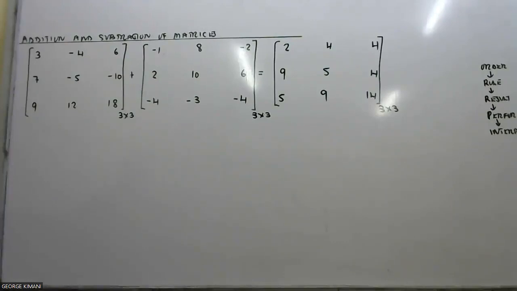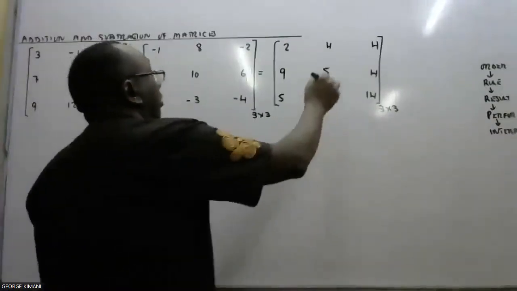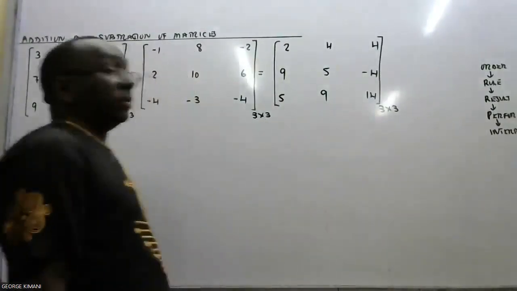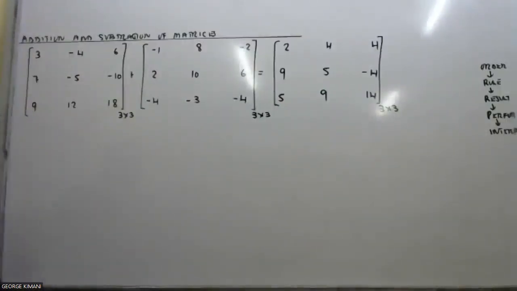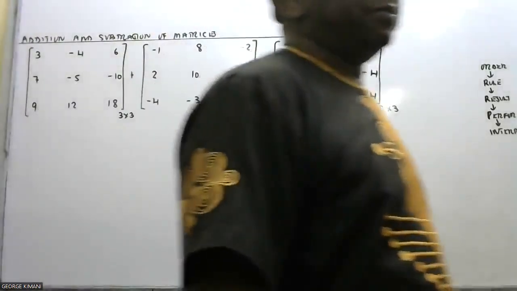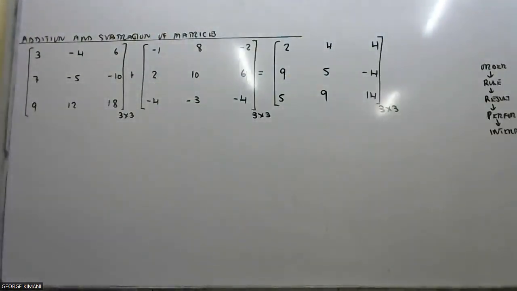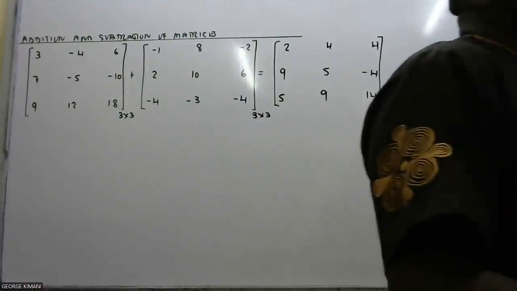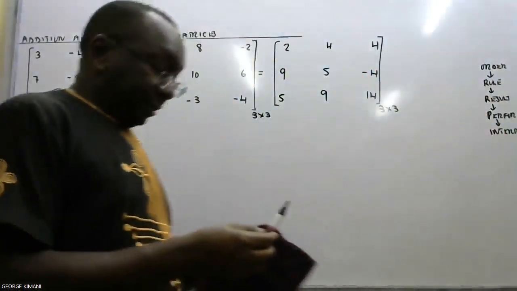Minus? Yes. Plus 6. Oh, it remains -4, right? It remains -4. Good. So that one, I don't think I need to add another example. See, it's pretty simple. That's all. Nice.